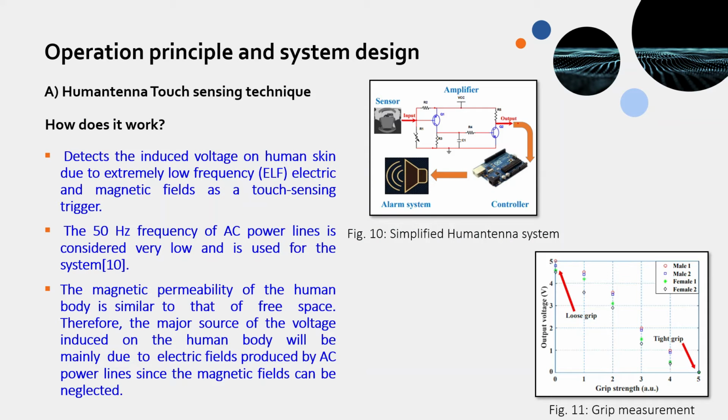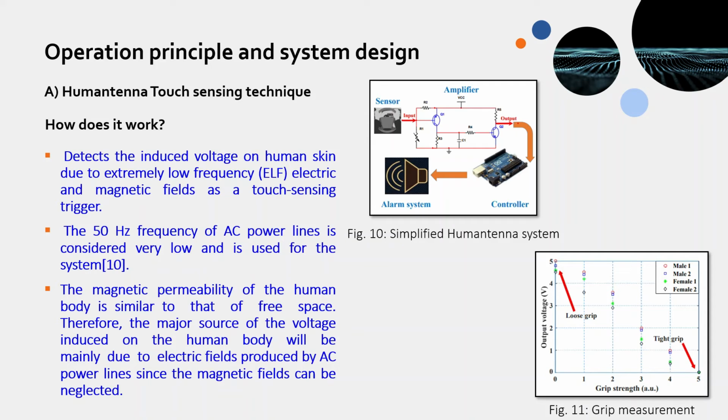So, what are the components of our system and how does it work? Well, subsection A and B will answer this question. The Humantenna touch sensing technique works on the basis of detecting the induced voltages due to the extremely low frequency electric and magnetic fields on the human skin as a touch sensing trigger. The extremely low frequency electric and magnetic fields due to the 50 Hz frequency of AC power lines can be computed through a quasi-static approximation.